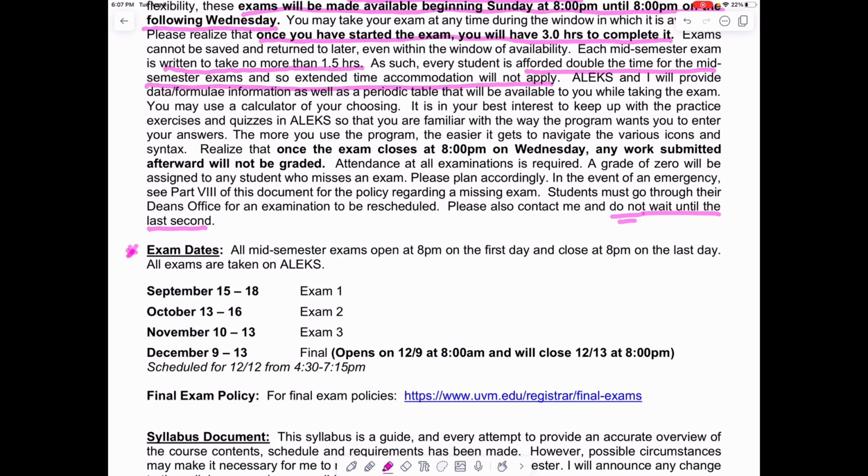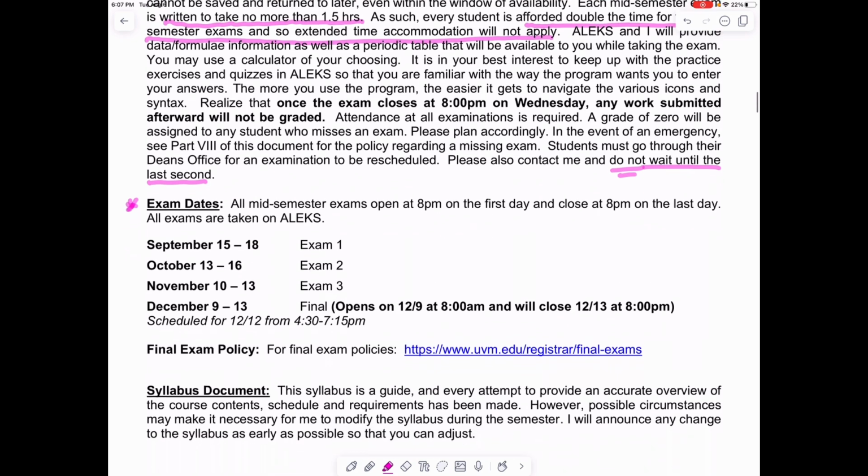Here are the exam dates, pretty much once a month. There's the time span for when you can take exam 1, exam 2, exam 3. The final will be open the entire week of finals week. It is technically scheduled for the 12th at 4:30 p.m. But again, I'm going to open this up at 8 a.m. on the 9th, the first day of finals, and it'll close the 13th at 8 p.m., which is the last day of finals. Again, it's just like your normal exam. It's on Alex, and you have 3 hours to accomplish it. Like I said earlier, if you have time accommodations through Access, I will grant those accommodations for the final.